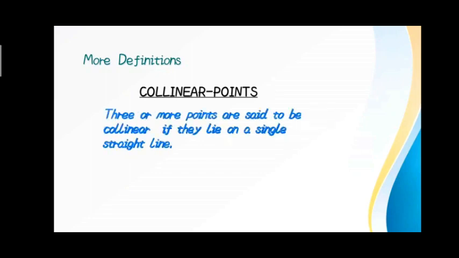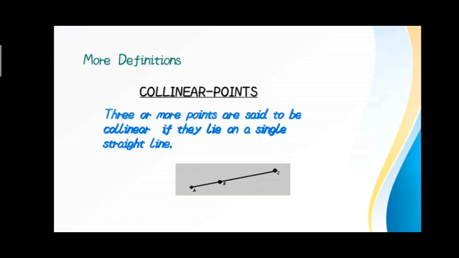Three or more points are said to be collinear if they lie on a single straight line. Now what does it mean? It means when we have three points A, B and C, and you can see here in the example A, B and C lie on the same line. So we call these three points collinear points as they lie on the same line, right?